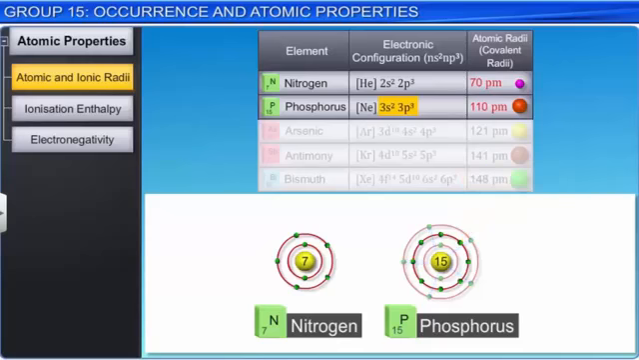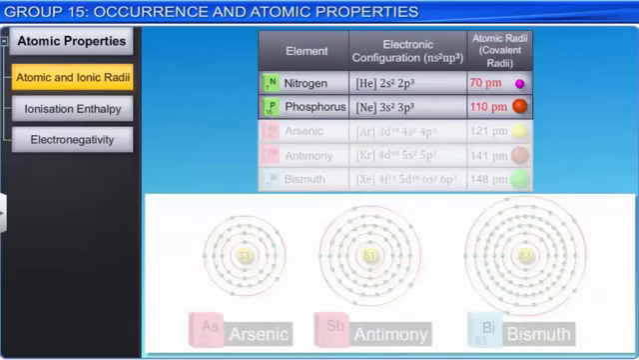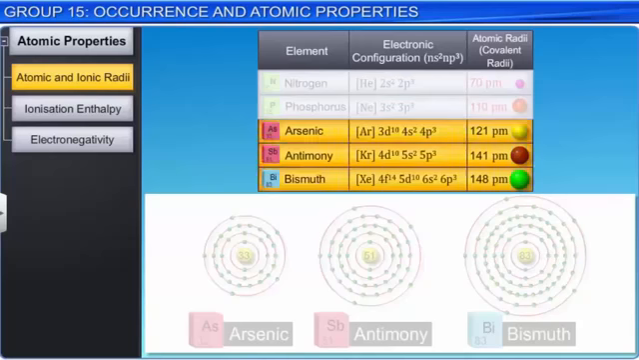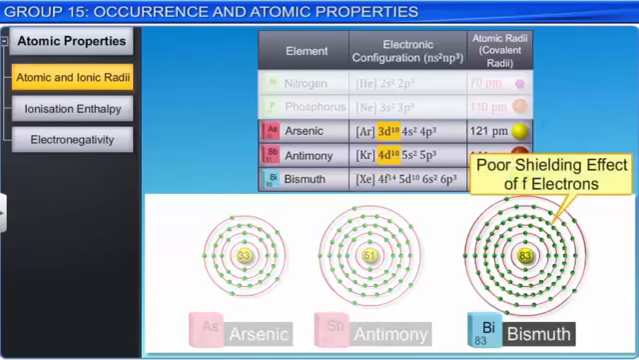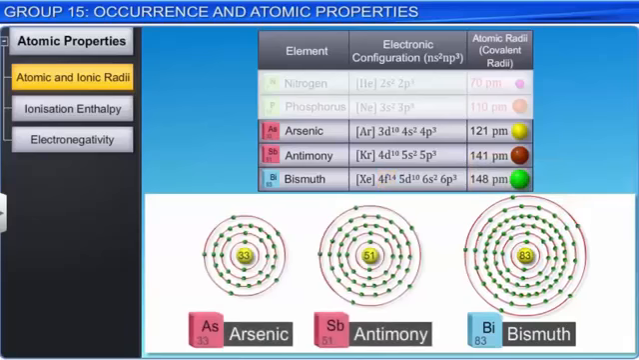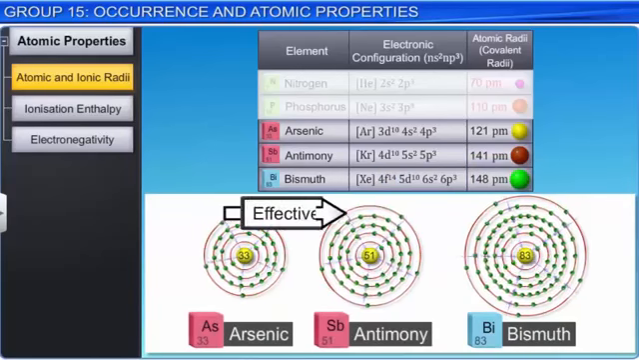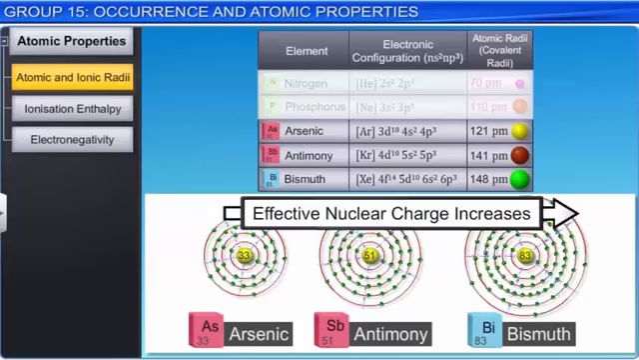However, from arsenic to bismuth, there is only a small increase in the covalent radius due to the poor shielding effect of the d electrons of the penultimate shell in arsenic and antimony, and the poor shielding effect of the f electrons of the antepenultimate shell in bismuth. As a consequence, the effective nuclear charge increases, which leads to a small increase in the covalent radius from arsenic to bismuth.